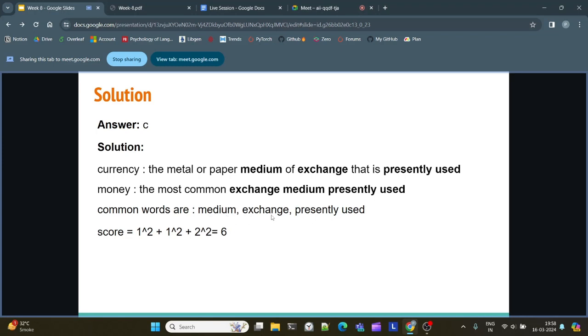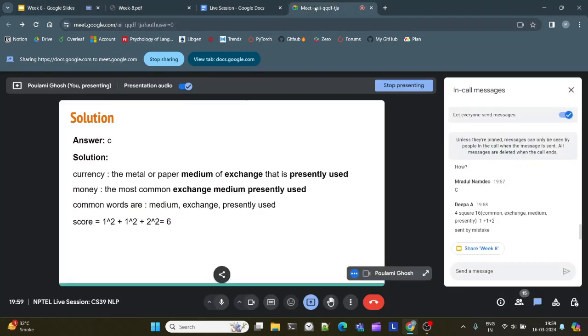Here we see there are two unigrams, medium and exchange, which are common between the glosses. So that gives us 1 to the power 2 and 1 to the power 2. And presently used is a bigram that is common between both the glosses. A bigram is two words, so that is 2 to the power 2. Similarly, if there was a common trigram, we would have taken 3 to the power 2. In this case, these are the three things. If we follow the formula and do the computation, we get 6. So that's the answer. Any doubt?